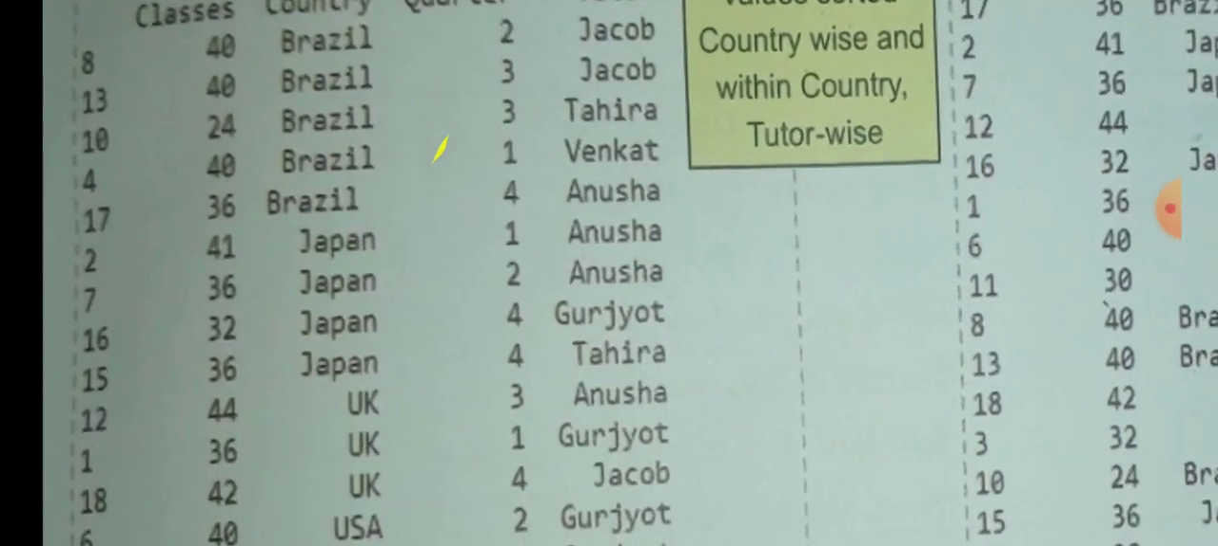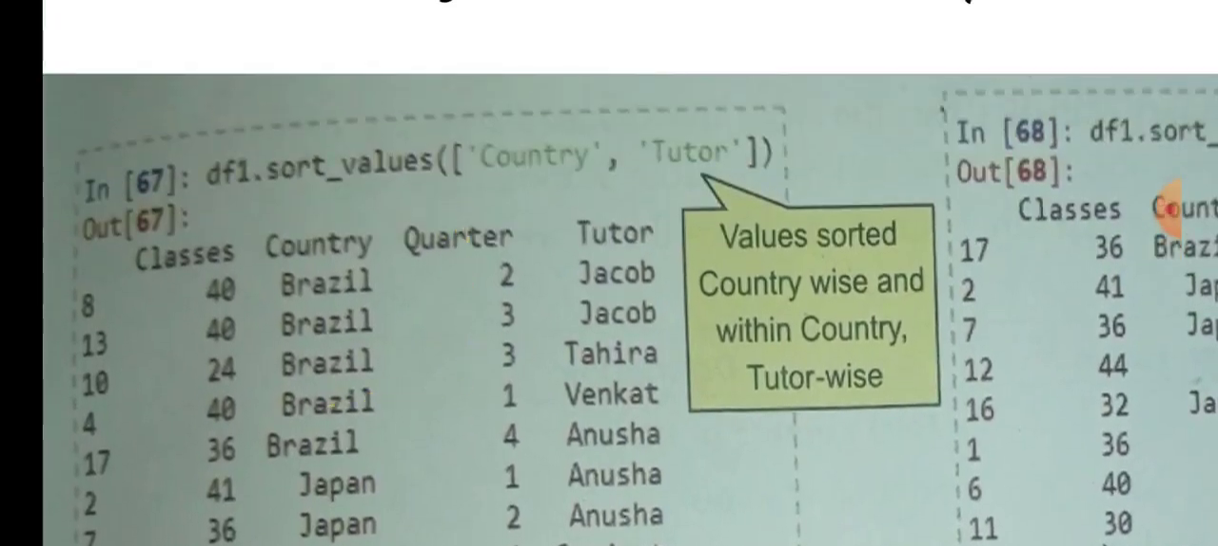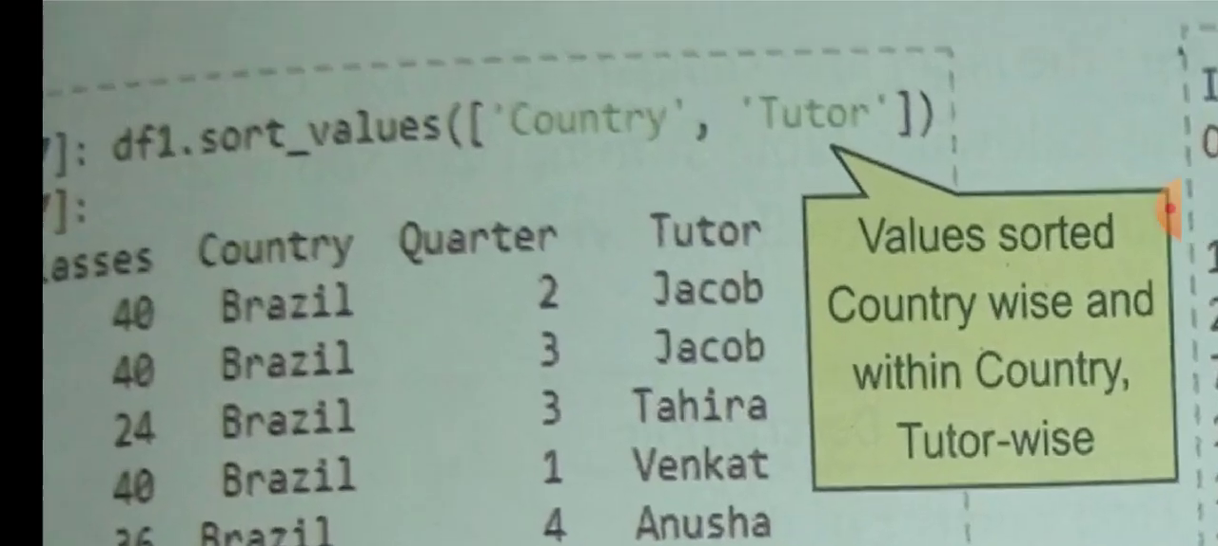Now the second question that may be raised in your mind is: is it possible to sort data using two different columns? The answer is yes, you can do this also. For this purpose you have to do only one thing. Just write two column names within the parentheses and make them a list. You can easily see here that two column names are given, country and tutor.